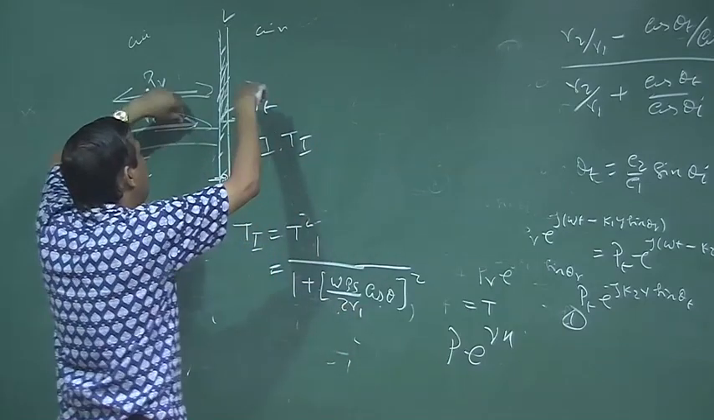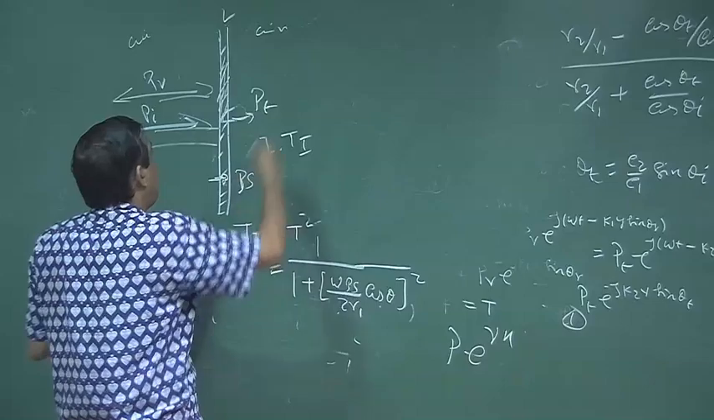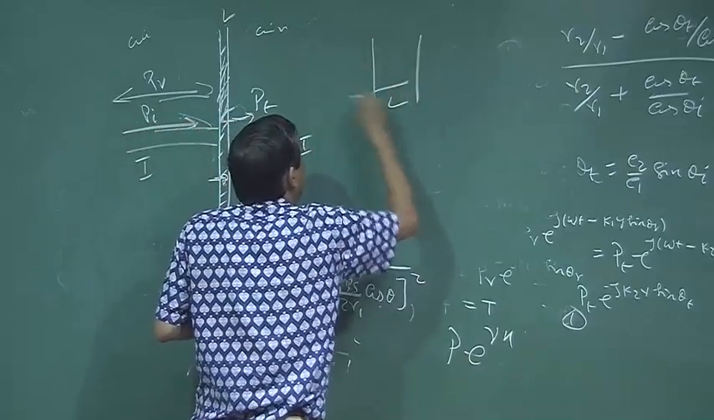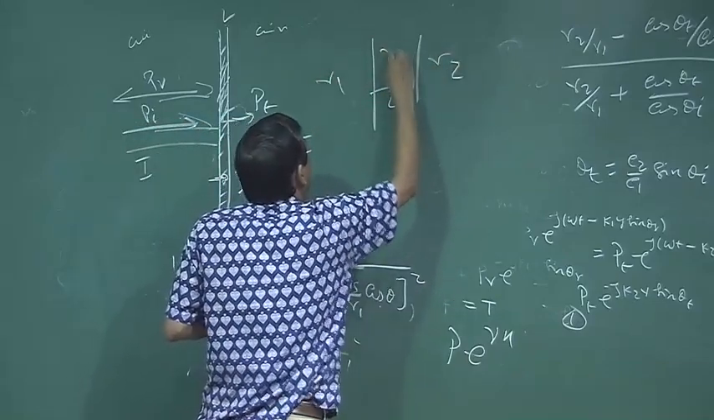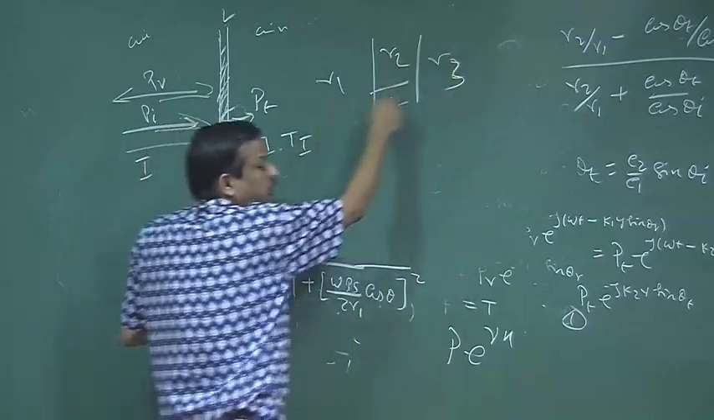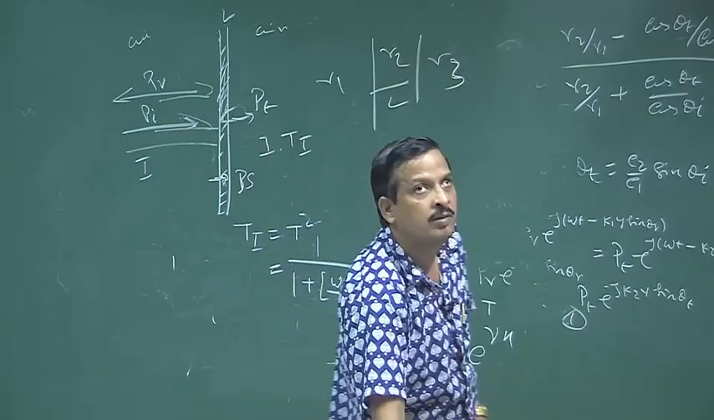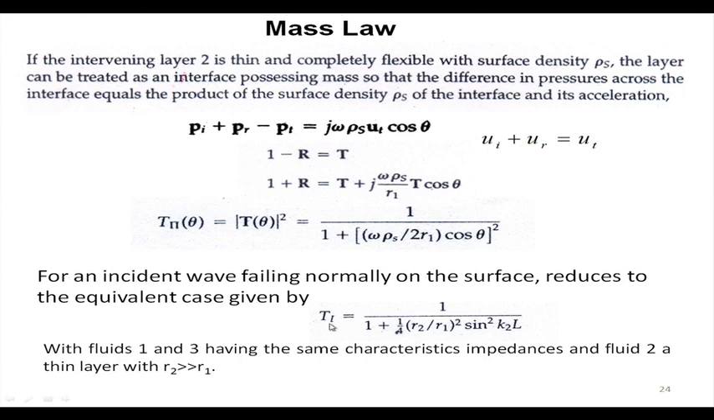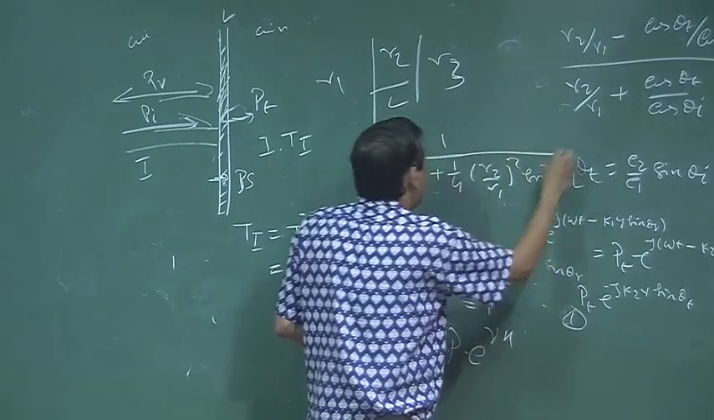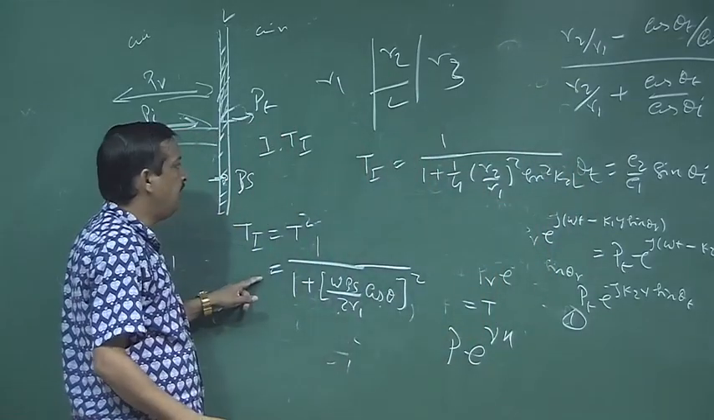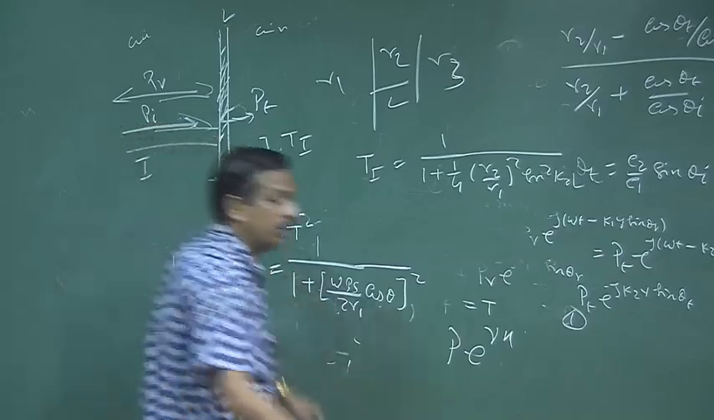Now, if you think in the previous case, when we said that the intermediate layer length is L, this is R1, this is R2, this is R3. So, here R1 is equal to R3. So, for the normal incident case in the fluid, Ti is nothing but 1 by 1 plus 1 by 4 (R2 by R1) whole square sin square K2L. That is the normal case. Now, in this case Ti is 1 by this one.